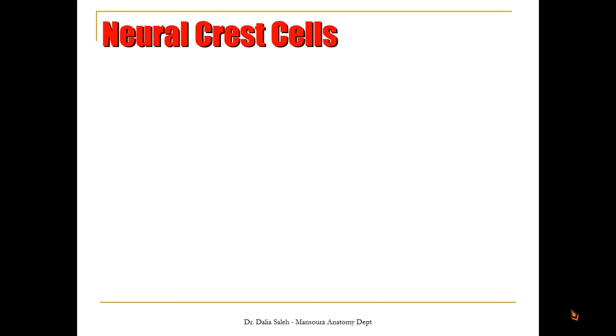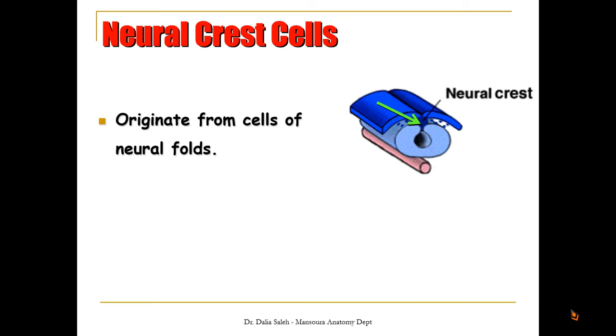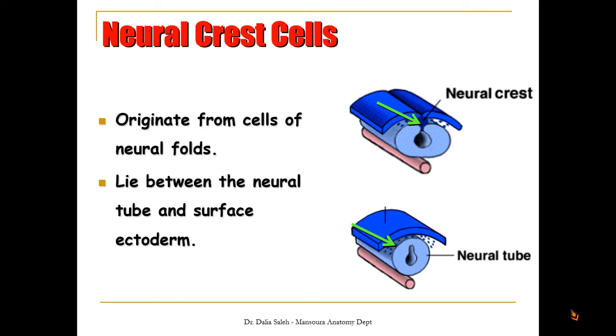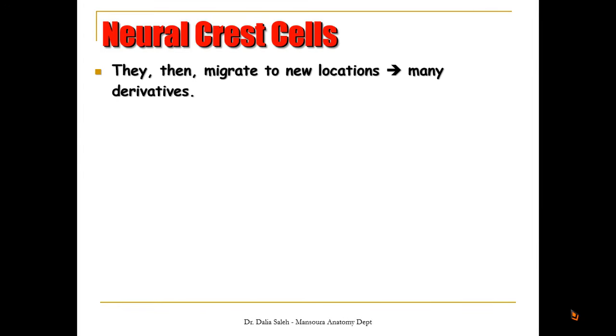What about the neural crest cells or the edges of the neural plate? As we said, the neural crest cells originate from the cells of the neural folds. When the neural tube closes, the cells lie between the neural tube and the surface ectoderm. At first, they are close to the neural tube and then migrate to new locations away from the neural tube and give many derivatives. We're going to remember the derivatives of the neural crest cells by this mnemonic, the word GAMES.